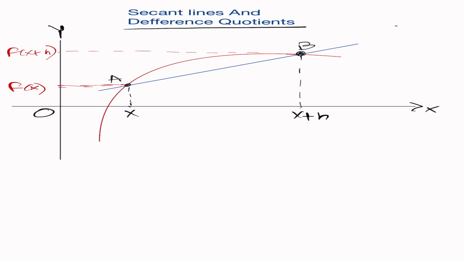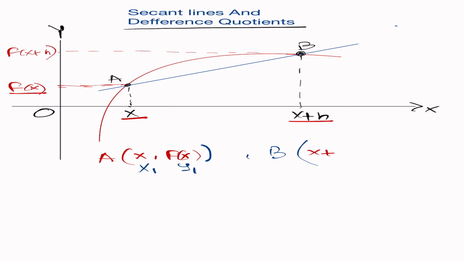Okay, so to find the equation of the secant line here, we just simply write down the coordinates for A. Our A x coordinate is just x, and y is f of x, right? Let's say this is our x1, and this is our y1. Now in point B, our x coordinate is what? x plus h, and y coordinate is f of x plus h, right? This is our x and y coordinates, so we can write down this is x2 and this is y2.